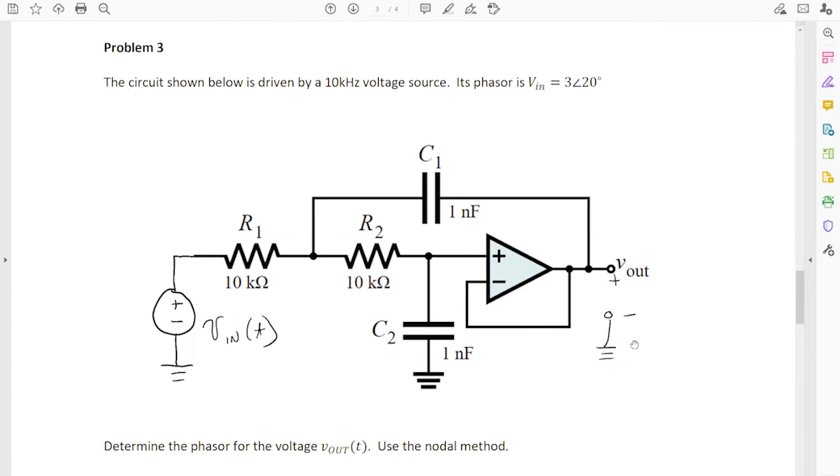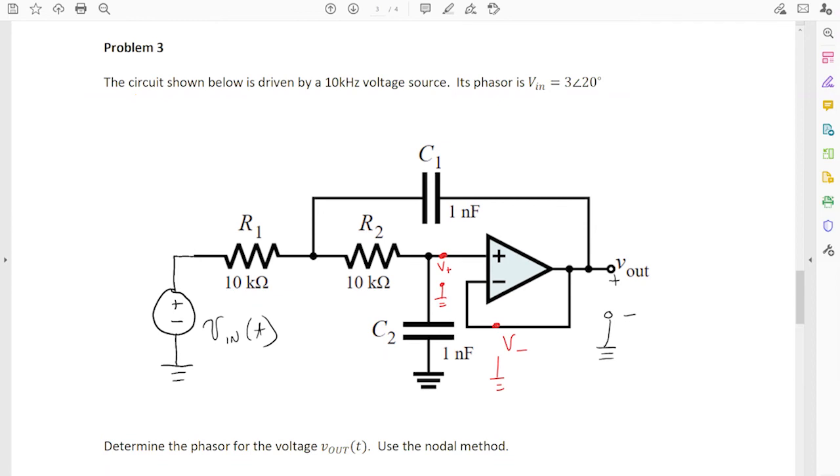Is V plus here the voltage across capacitor C2? So V plus by definition is always the node voltage with respect to ground at the plus terminal of the op amp. So this is V plus right here, and this voltage right here is V minus. So V plus and V minus are node voltages. That answer your question, Ibrahim? Yes, thank you. Okay.